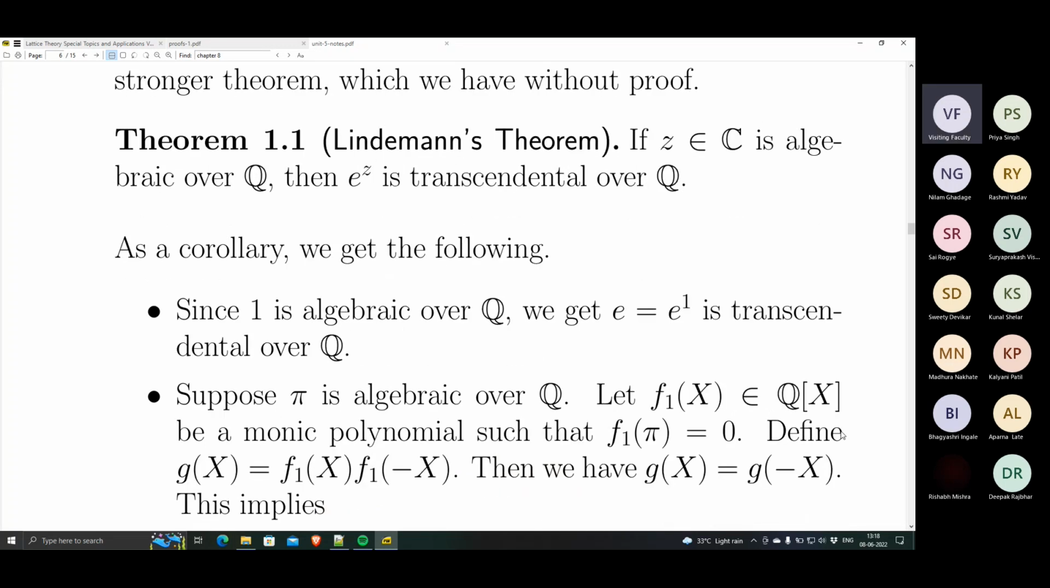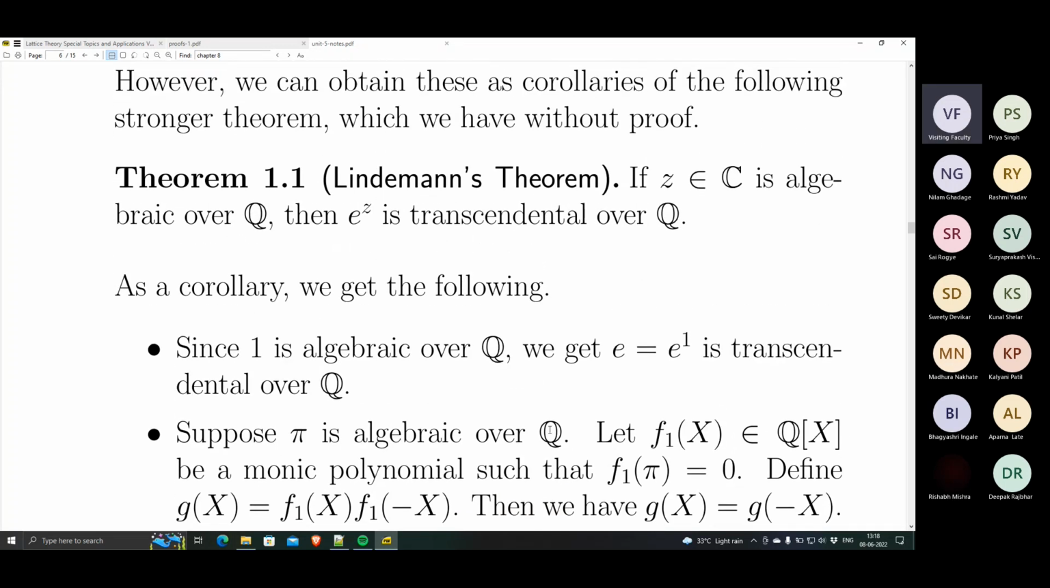So there is a monic polynomial over Q such that the polynomial vanishes at pi. Right? So let f1 of x, I'm just calling it f1 for a reason, we'll come to that later, be a monic polynomial over the rationals. This need not be unique, in case. Be a monic polynomial such that f1 of pi is equal to 0. Why will you get such an f1? Because pi is algebraic. We are assuming that pi is algebraic. So there is such a polynomial. Let's call it f1.